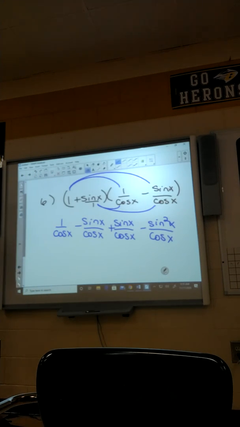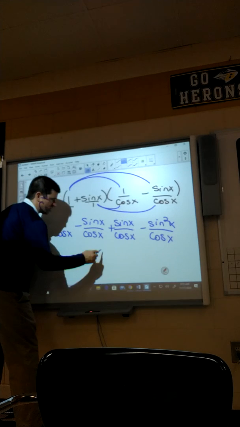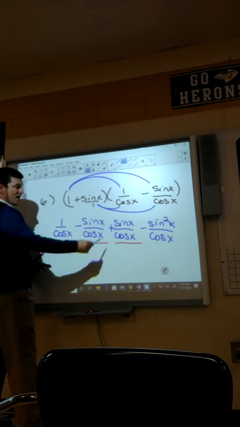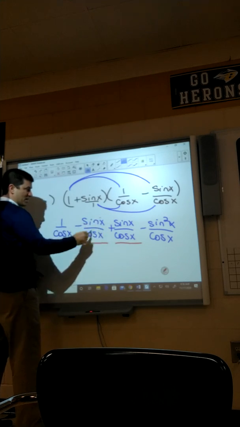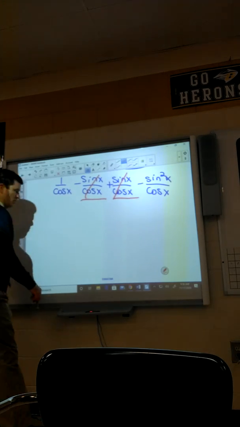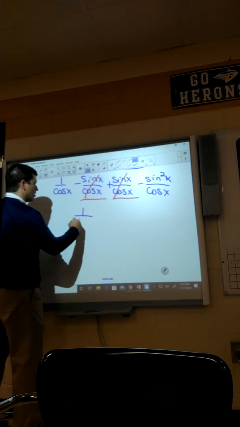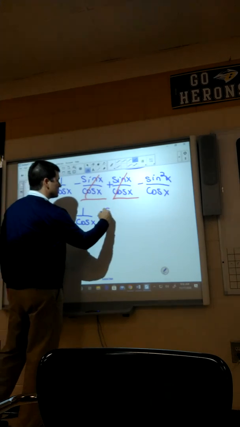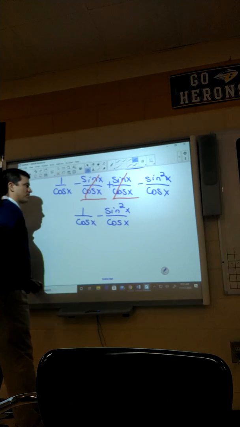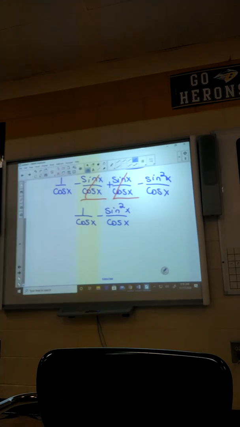All right, now here's the deal. Every time we have one like this, Blake, what's going to happen right here in the middle? They're going to cancel out. I got a plus sign over cosine and a minus sign over cosine. Those are going to always cancel out. That's going to make it easier for us. So I'm going to bring down what we have. I got 1 over cosine x minus sine squared over cosine x. Okay? Every time we have a full method, the middle is going to cancel.